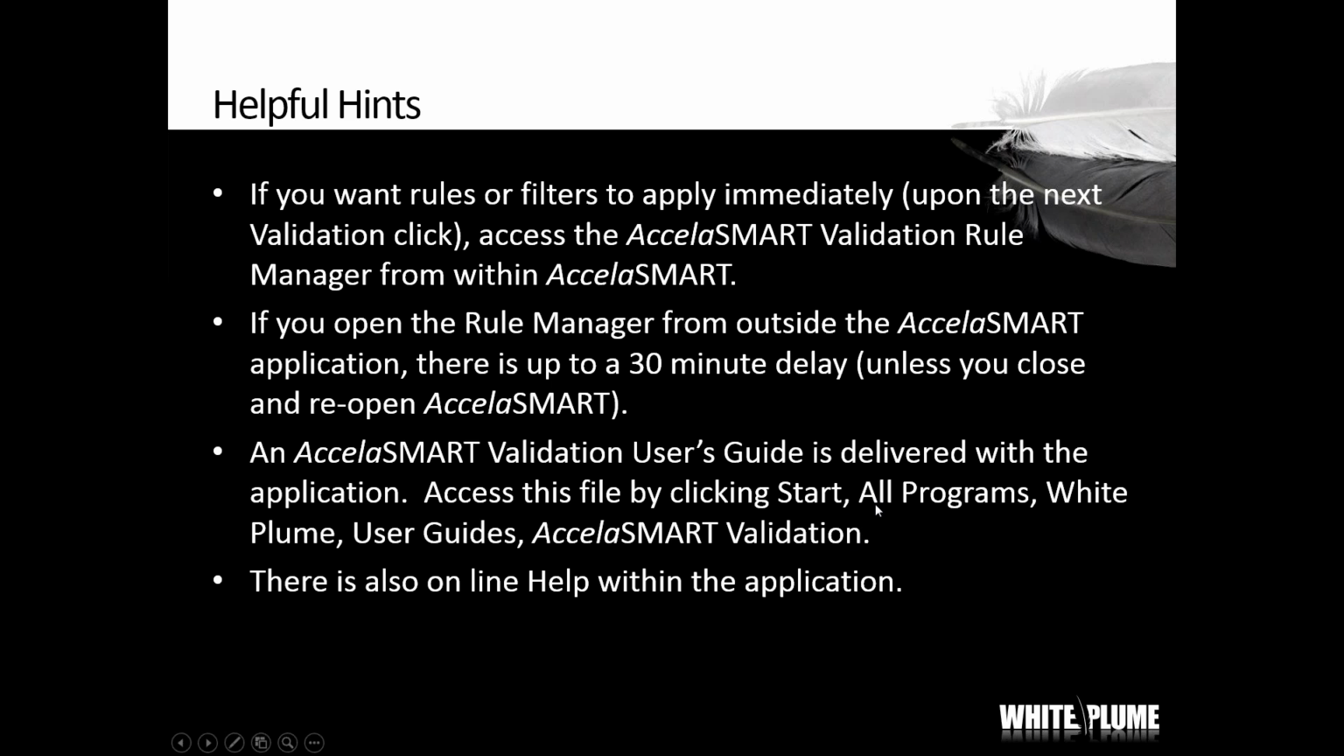I wanted to remind you there is a user guide for the AccelaSMART validation. If you go to Start, All Programs, White Plume, there's a subfolder called User Guides with the AccelaSMART validation topic covered. There's also online help within the application. So if you're in the Validation Rule Manager and you click the Help button, there are topics to look up. The distinction between the user guide and online help is that online help won't have illustrations or screenshots, because you're in the application, you can see the pictures there in front of you. The user guide you may take and read at home if you're having trouble with insomnia, or you're just somebody who likes to study and highlight and make your own notes. It will have illustrations where the online help does not.